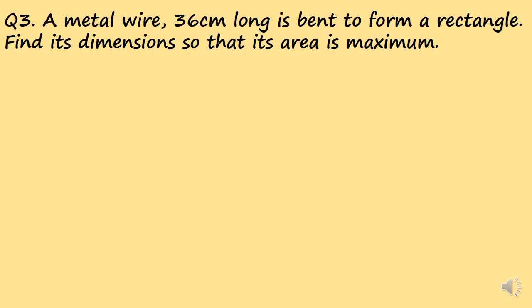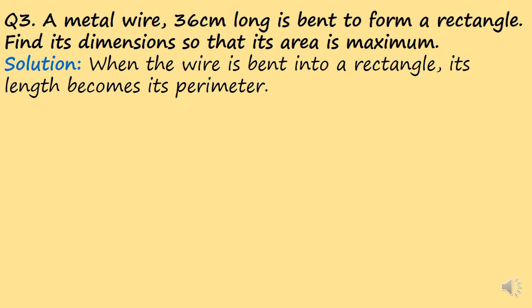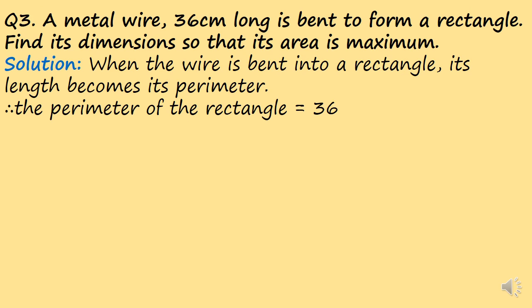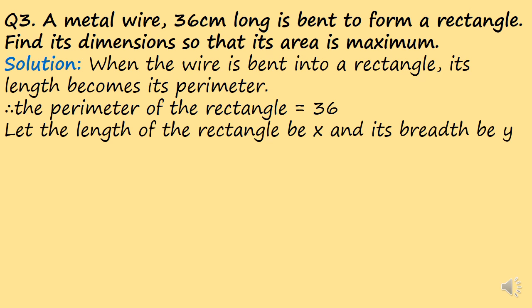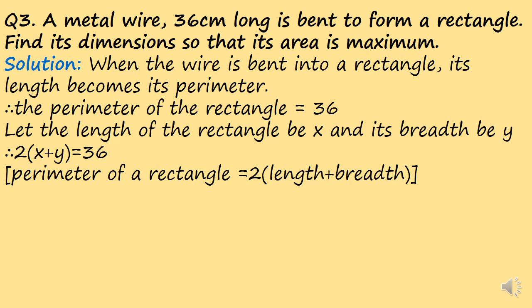So we are supposed to find the length and breadth of the rectangle so that that particular rectangle has maximum area. So now when the wire is bent into a rectangle, the entire length of the wire becomes the perimeter of the rectangle. Remember, perimeter is a sum of the dimensions of a figure. So here, the perimeter of the rectangle becomes 36. The formula for perimeter of the rectangle is 2 times length plus breadth. So suppose we take the length of the rectangle as x and the breadth as y. Then we get 2(x plus y) is equal to 36 from the formula for perimeter. That is, x plus y turns out to be 18 or y turns out to be 18 minus x. Let us keep this in mind now.